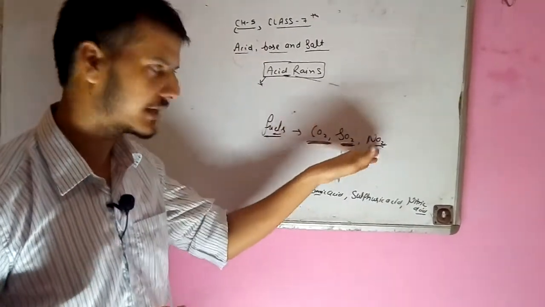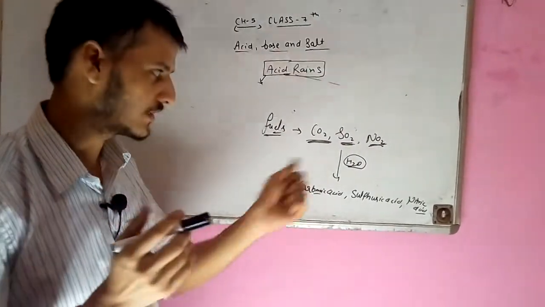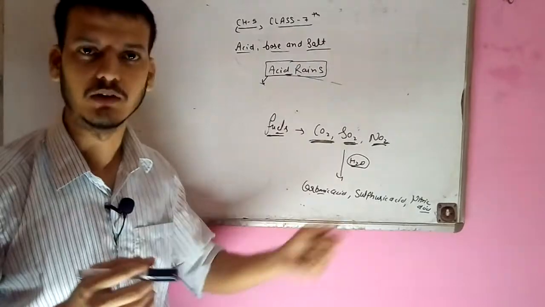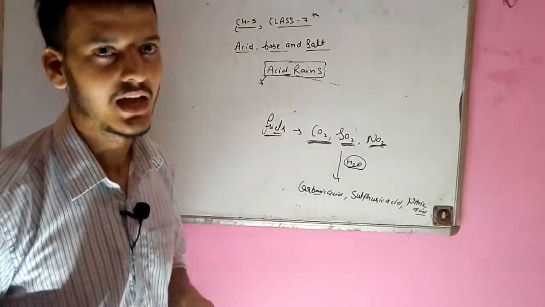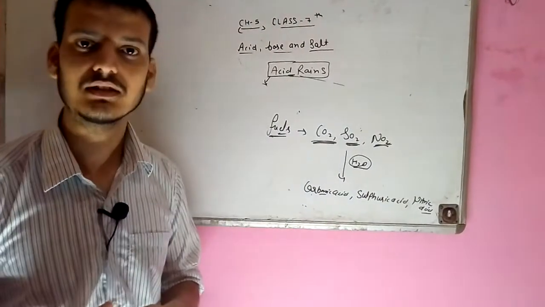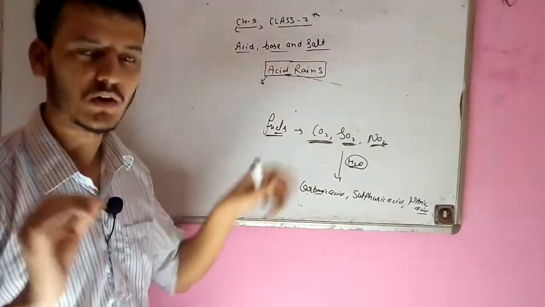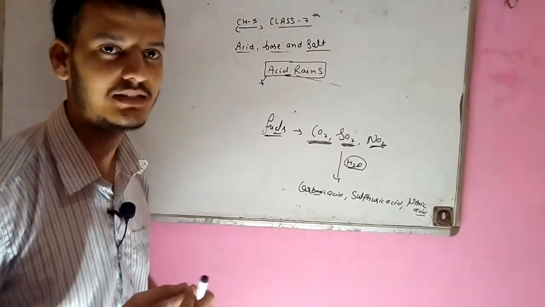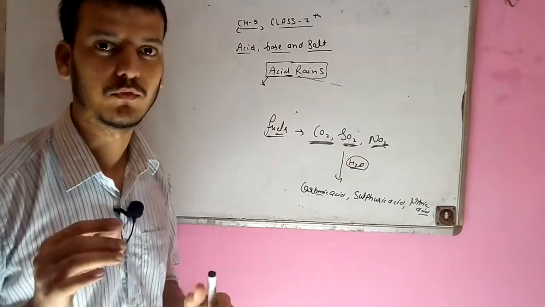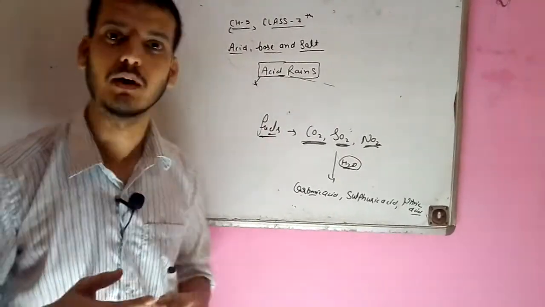When these pollutant gases react with water, they are converted to acids, and they also have acidic natures. And generally acid rains are the first or second or maybe third rains of the monsoon season. So generally we say that the first and second rain of the monsoon is highly acidic. We don't have to bathe in it.